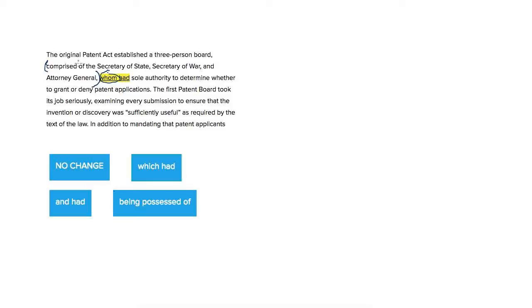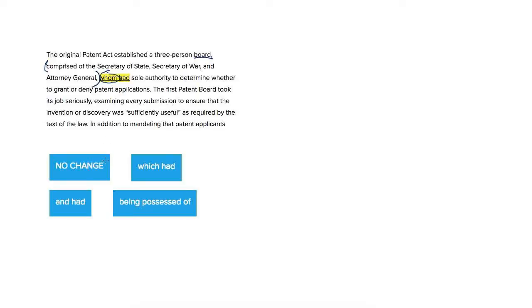You could just as easily say the original Patent Act established a three-person board whom had sole authority to determine whether to grant or deny patent applications. That would still be a complete sentence. You would still get most of the meaning there. So this actually will help us to figure out what this whom is referring to, what is its antecedent. It actually becomes pretty apparent that the antecedent is going to be board right here. It's the board that has authority, not a patent act. A patent act is a piece of paper.